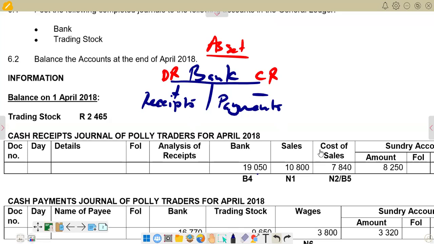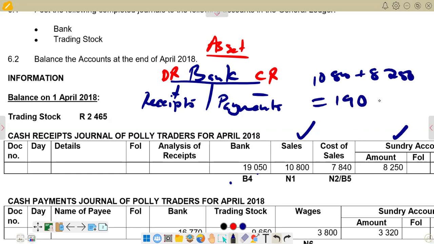So according to the figures that we are given there, if you add the figure that we have for sales and the figure for sundry accounts, they should give you the figure for bank. So if you say 10,800 plus 8,250, you are supposed to get your 19,050. Then our cost of sales is just the cost of the goods that have been sold. So remember, we have got our cost price plus our markup, and then we get our selling price. So this is our selling price. We are just representing in proportion the cost of sales being 7,850. So this is what we have there.